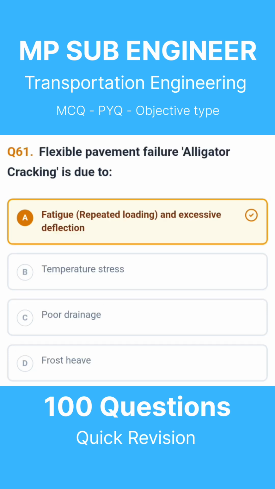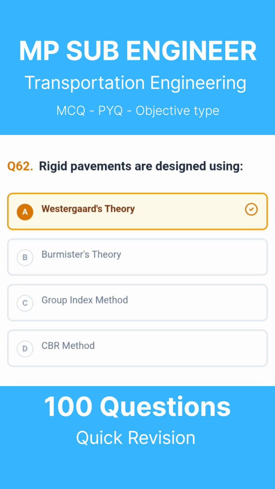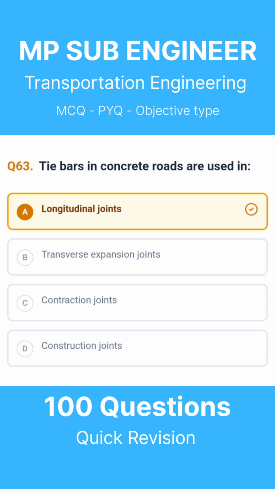Question 61. Flexible pavement failure, alligator cracking, is due to. The correct answer is fatigue, repeated loading, and excessive deflection. Question 62. Rigid pavements are designed using. The correct answer is Westergaard's theory. Question 63. Tie bars in concrete roads are used in. The correct answer is longitudinal joints.